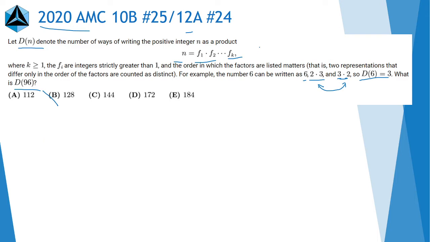First of all, it might be a good idea to find the prime factorization of this number. Then we can proceed. So 96 is equal to 32 times 3, which is 2 to the 5th times 3.